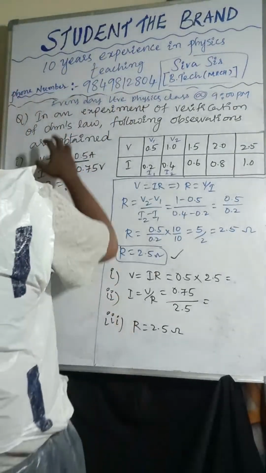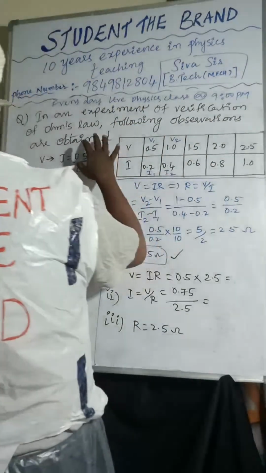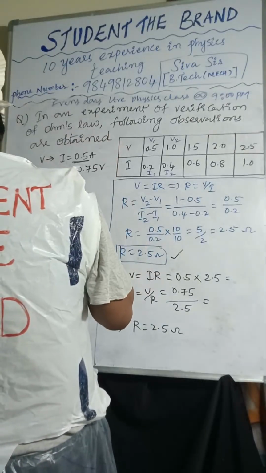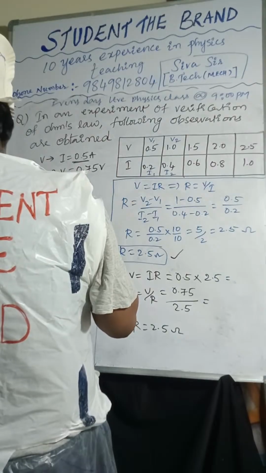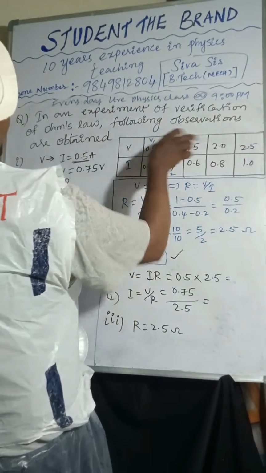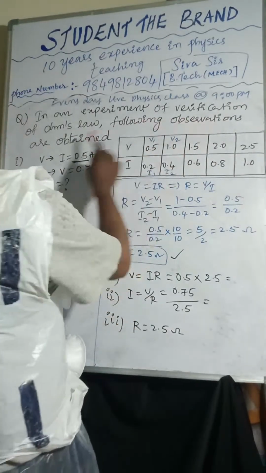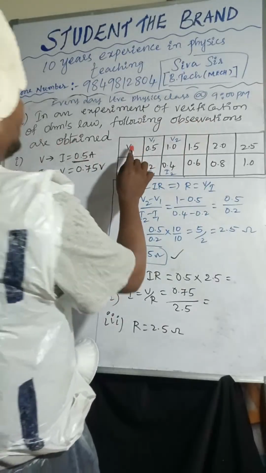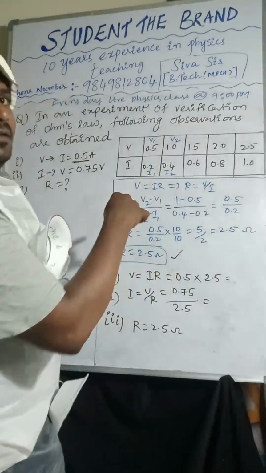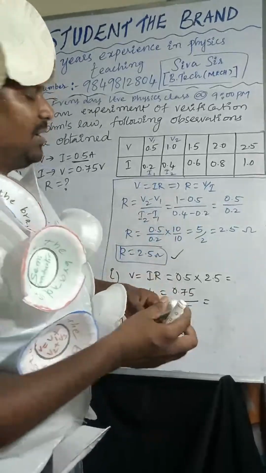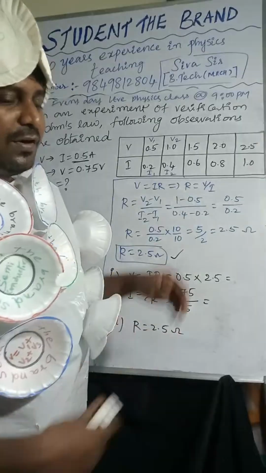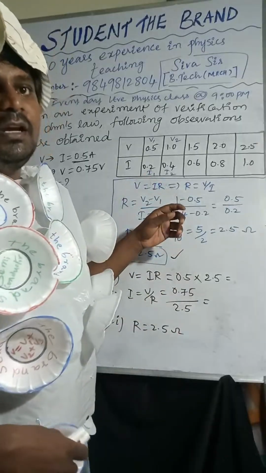In an experiment of verification of Ohm's law, the following observations are obtained. V values and I values are given. From this, we need to find out the answer.